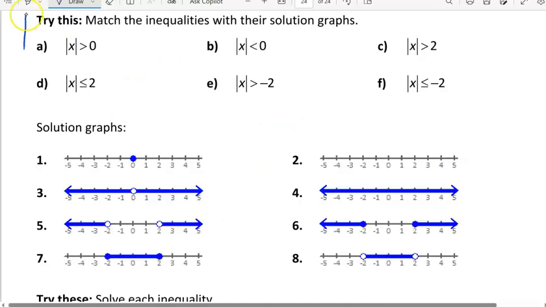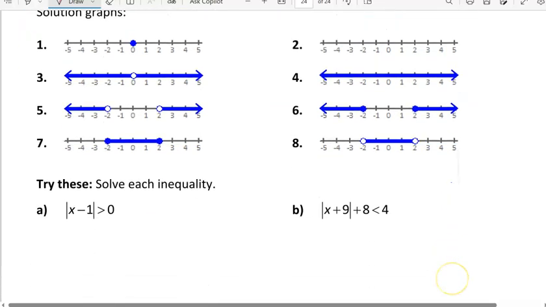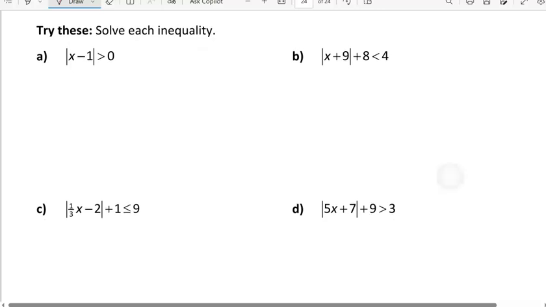Okay, it's your turn. You're going to try matching each of these absolute value inequalities with their solution graphs. Now, when you do so, try to think about plugging in numbers and just see what numbers work. Experiment around a little bit with it, and then pause the video and we'll check the results. Alright, here are the results of the try these. And lastly, we're going to try these inequalities down below.